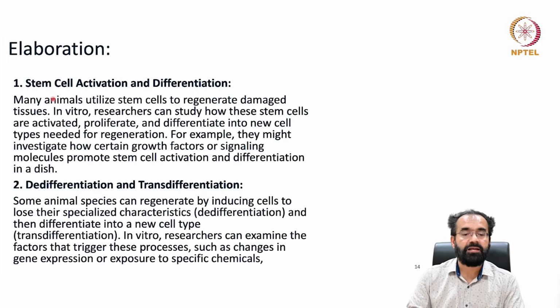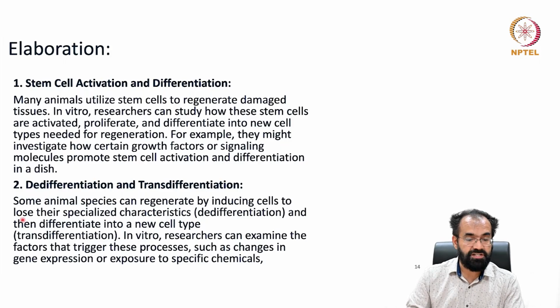To elaborate further, stem cell activation and differentiation: many animals utilize stem cells to regenerate damaged tissues. In vitro, researchers can study how these stem cells are activated, proliferate, and differentiate into new cell types needed for regeneration. For example, they might investigate how certain growth factors or signaling molecules promote stem cell activation and differentiation in a dish, so that it can be put into use in an organ culture.